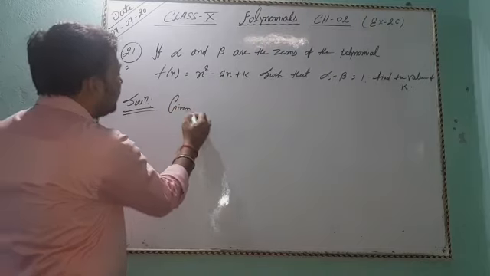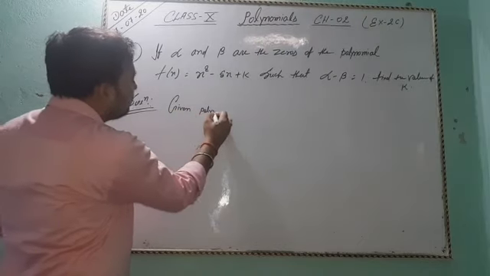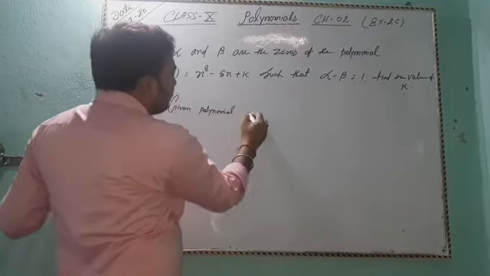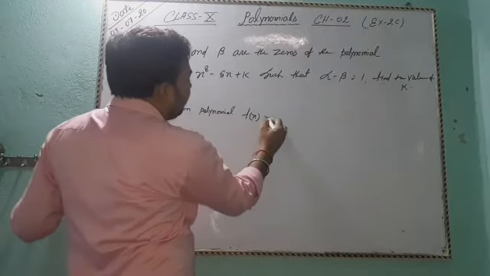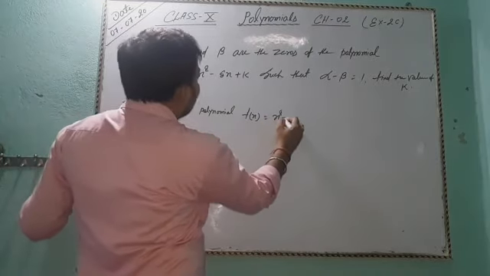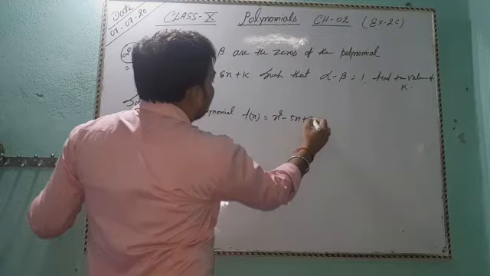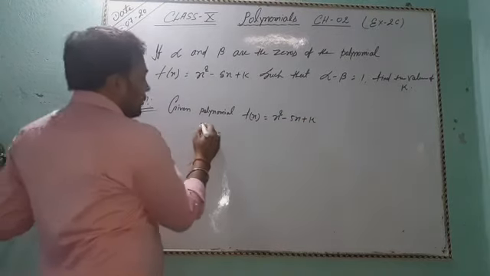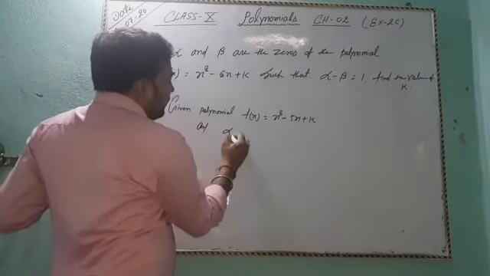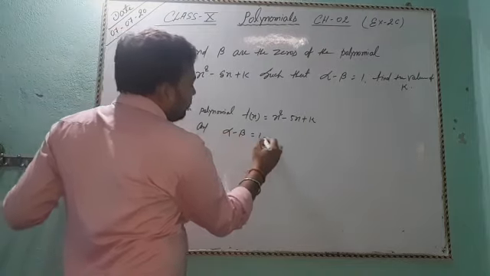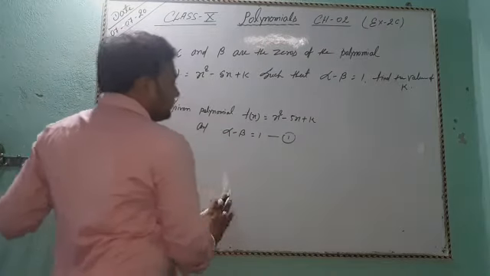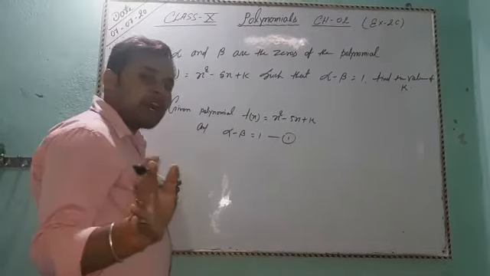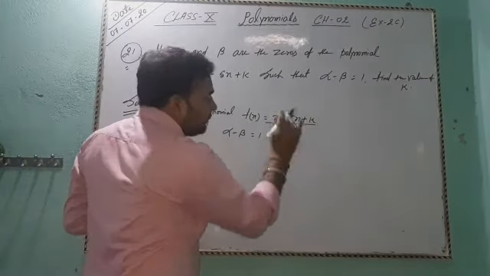Given polynomial f(x) equal to x square minus 5x plus k, and alpha minus beta equal to 1, equation first. Alpha and beta are the zeros of this polynomial.